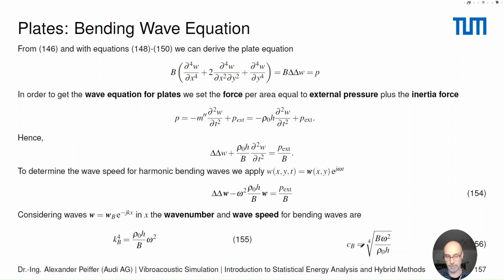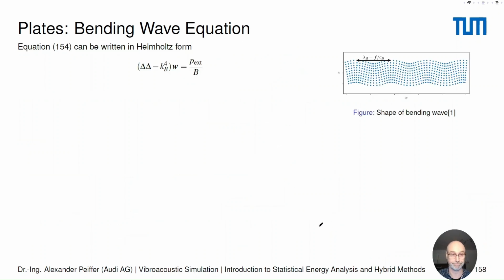That means, as a consequence, the speed of bending waves gets higher and higher the higher the frequency gets. So it means now, for the first time in our whole lecture, the wave speed depends on the frequency. And this has a specific impact, as I will explain later.